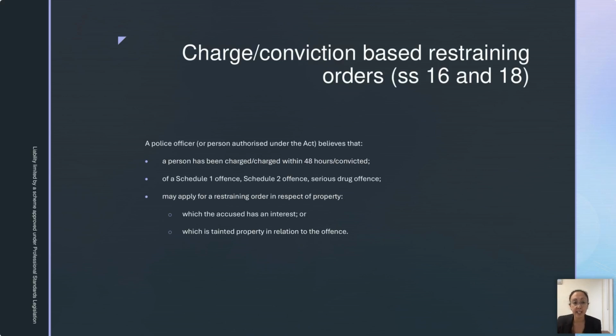So it's where a police officer believes, so it's a belief standard higher than a suspicion standard, that a person has been charged or will be charged or has been convicted. I pause here to say a restraining order can be made post-conviction. And that was the case in a case I was involved in called Kohari. That matter actually eventually went to the Court of Appeal. A restraining order was made post-conviction over the person's home, over Mr. Kohari's home.